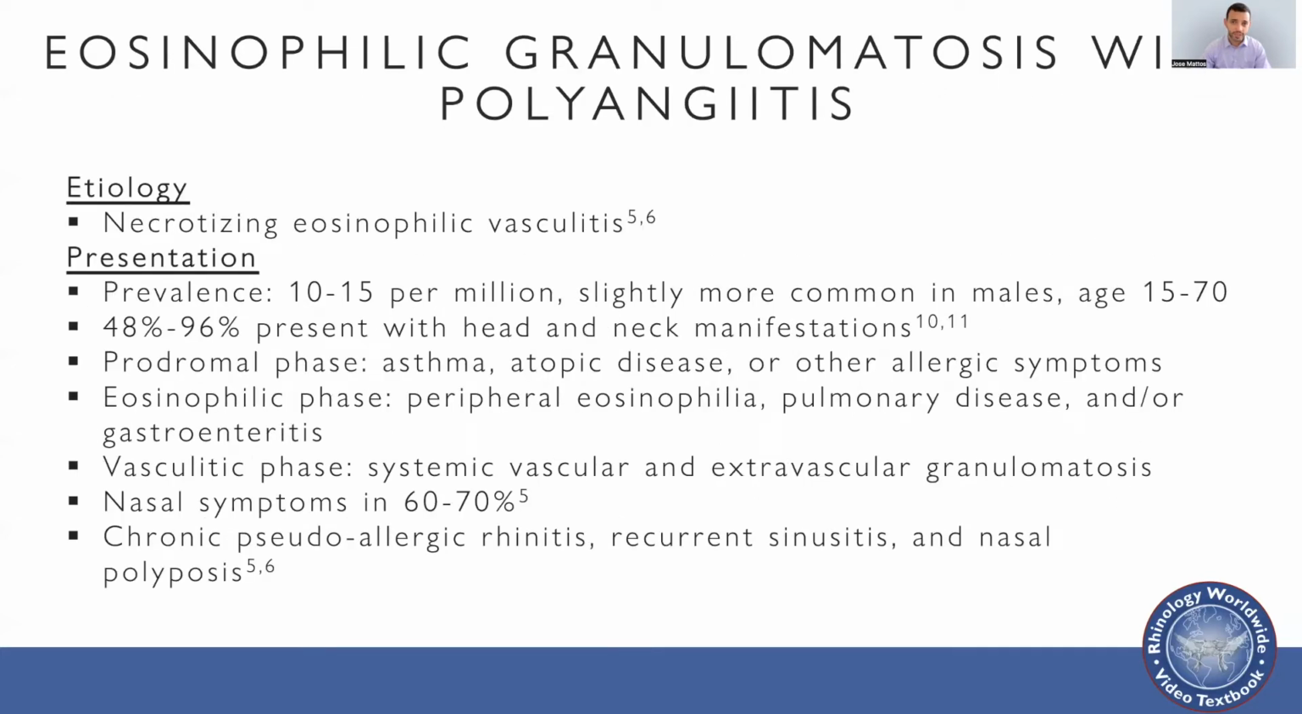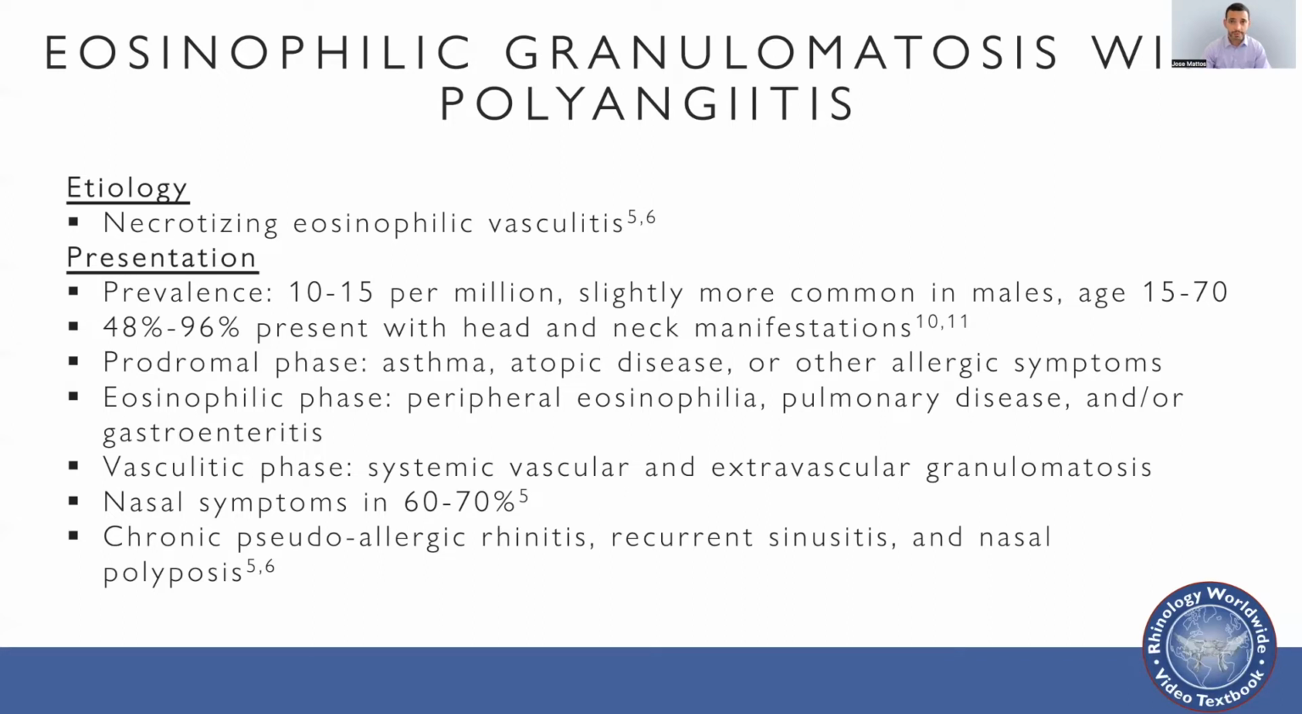Now, eosinophilic granulomatosis with polyangiitis, or EGPA, formerly known as Churg-Strauss disease, is a necrotizing eosinophilic vasculitis. It also is a relatively rare condition, and it has multiple stages. So the prodromal phase starts with asthma, atopy, and other allergic symptoms. The eosinophilic phase shows a preponderance of peripheral eosinophils, pulmonary disease, and/or gastroenteritis, and then the vasculitic phase leads to systemic vascular and extravascular granulomatosis.